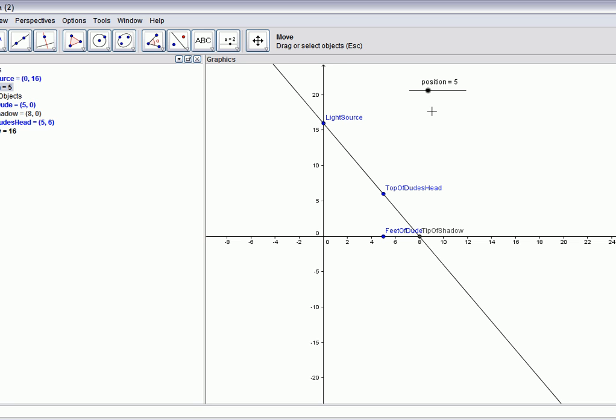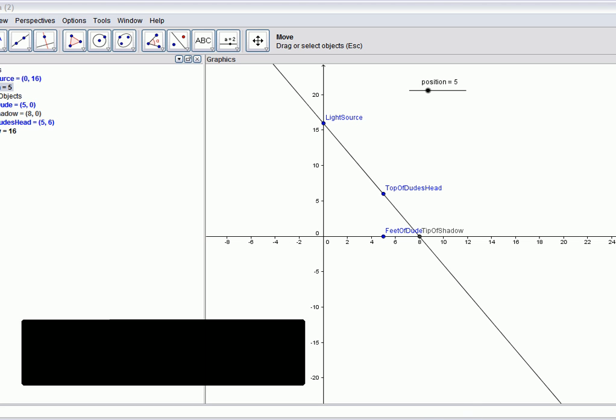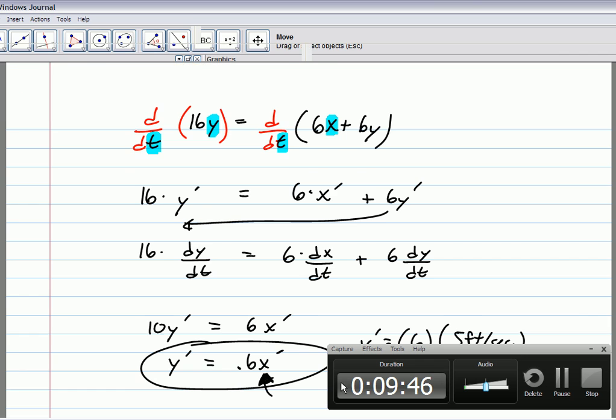The rate at which the length of his shadow changes is actually not dependent upon how far away he is from the base of the light source. So really cool problem. Some interesting things happened. Different than the ladder problem.